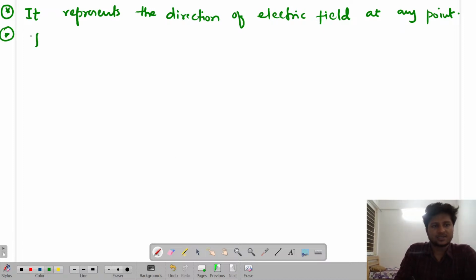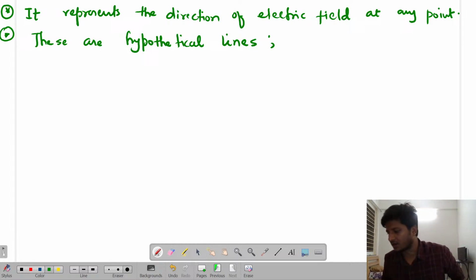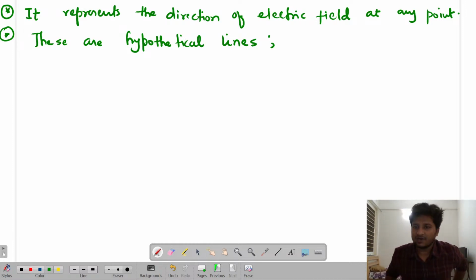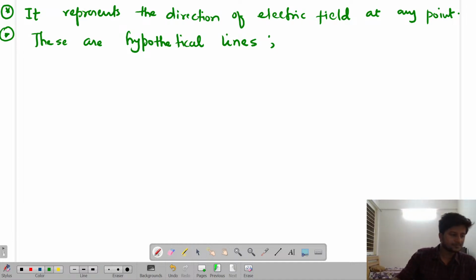Second thing, these are hypothetical lines. They are not real. Basically, they are just a theoretical concept. Just like magnetic field has lines, but magnetic field lines are real, the electric field lines are not real. That's just a hypothetical situation which we are considering right now. Is that clear or not?